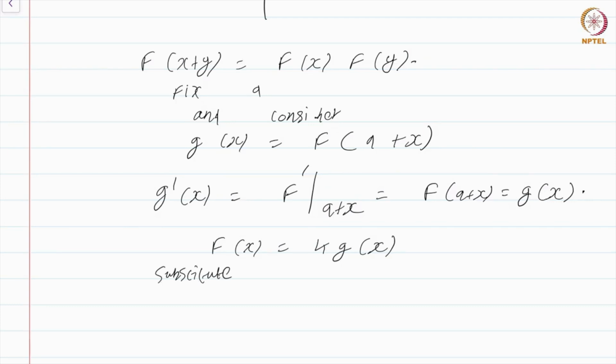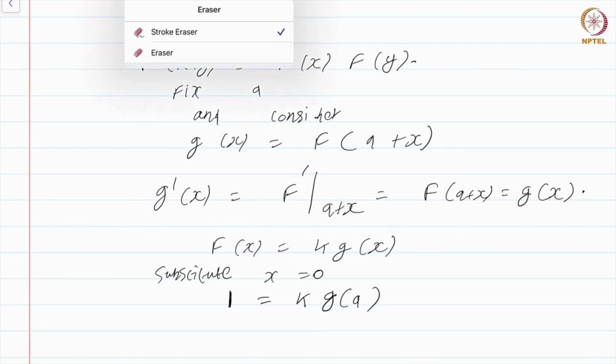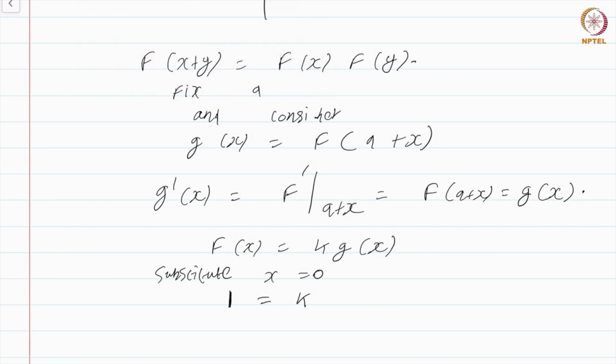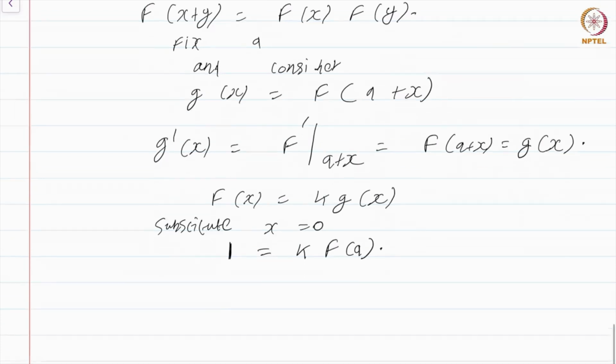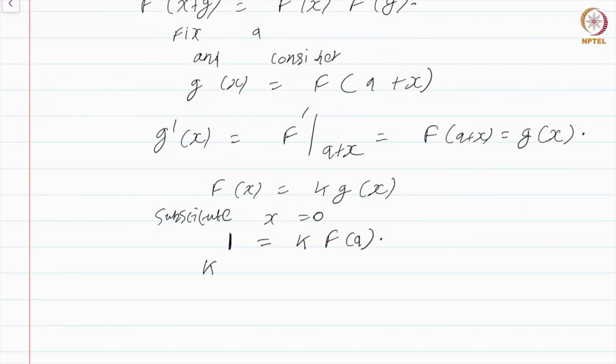In the previous proof, k dropped out to be 1. Substitute x equal to 0. So what you get is 1 is equal to k times f of a, because we have substituted x equal to 0 and g of x is just f of a plus x. Sorry, this should be f of a, not g of a. Which just goes to show that k is nothing but 1 by f of a.